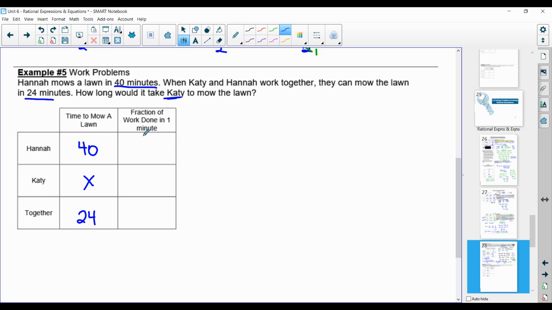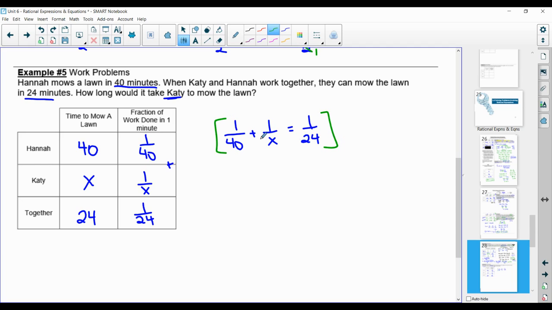Again, we're setting these up as a fraction of a minute. So this becomes 1 over 40. This becomes 1 over x. And this becomes 1 over 24. And again, they're working together, so these two amounts are being added together. So 1 over 40 plus 1 over x equals 1 over 24. We can put a bracket around this and multiply this out. Now our lowest common multiple for 24 and 40 is 960 and x.